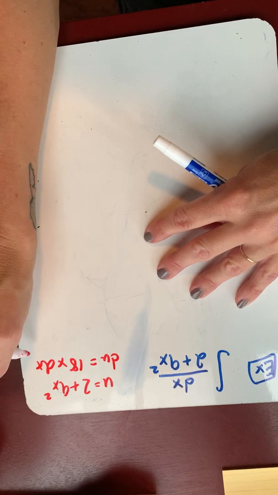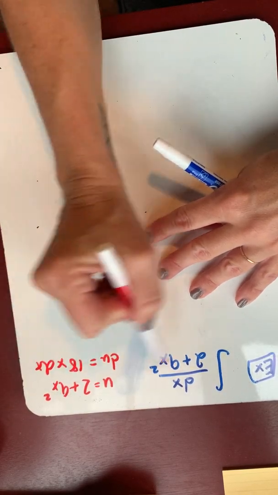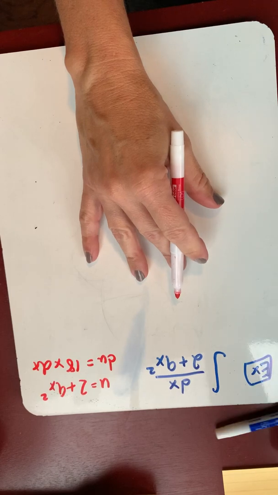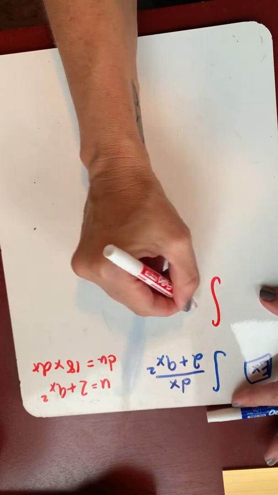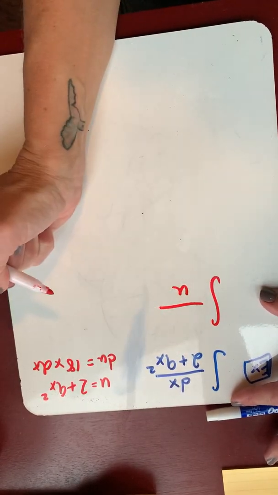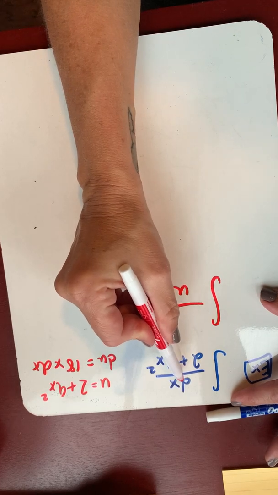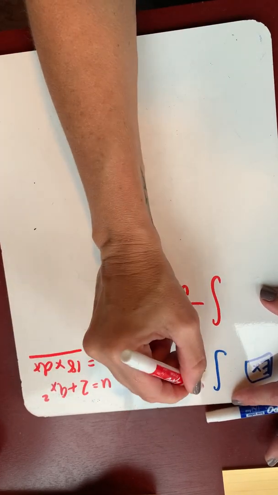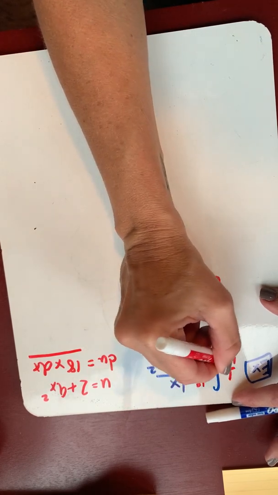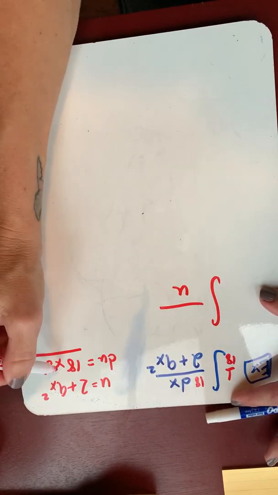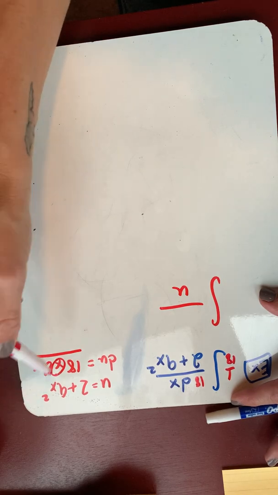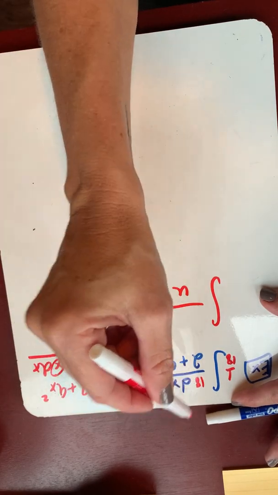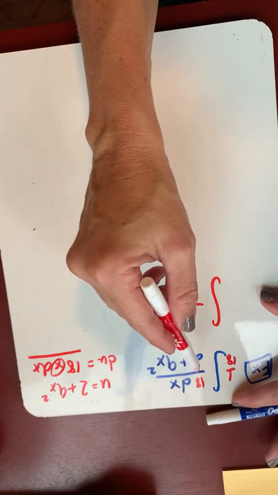Well, I'm stuck. Here's my u. Again, I'm going to be erasing all this red. Do not write this down. I would have u in the bottom, but I don't have what I need on the top. I don't have 18x dx. I just have dx. I can put an 18 in. That's fine, but I don't have an x. And once I need an x and I don't have it, I can't insert it.